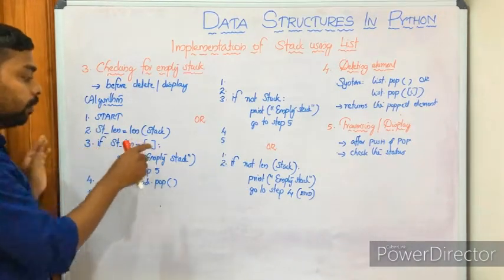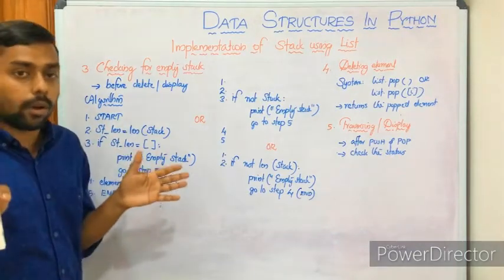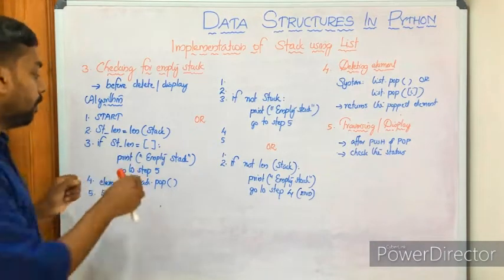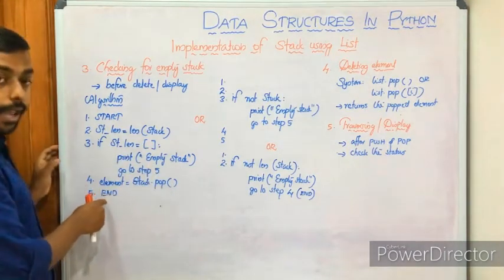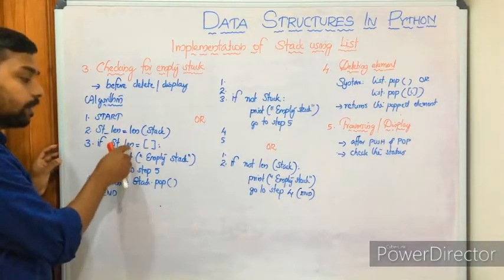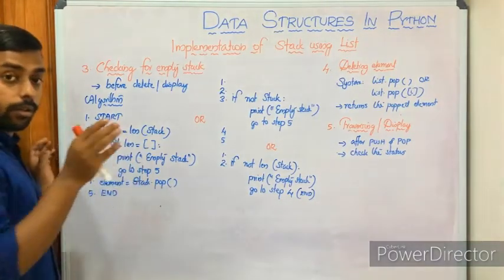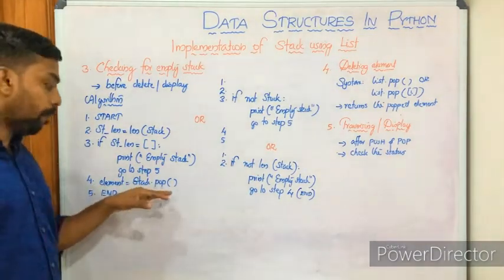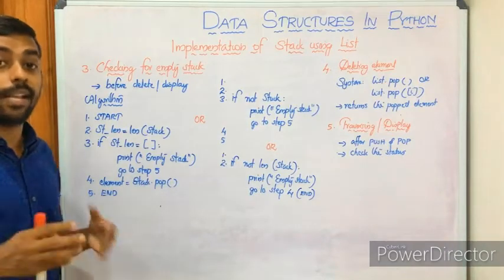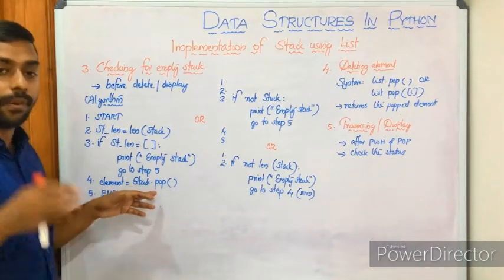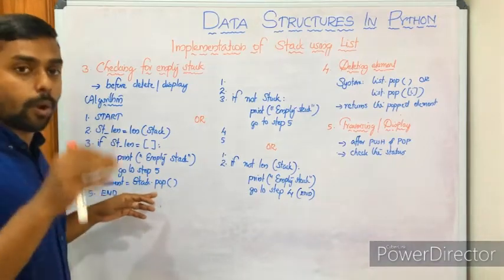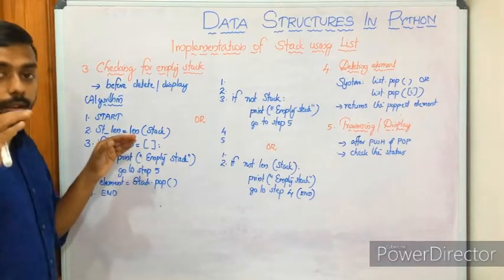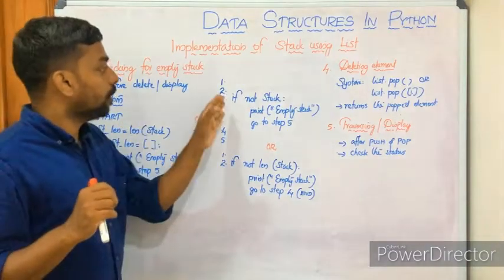Then if stlen equal to square brackets, simply we don't have any element, right? It is empty. Print empty stack. Go to step 5, which is end. Otherwise, if stlen is not empty, what happens? Element equal to stack dot pop. We know pop is a function used to pop or delete an element from a stack. It's an inbuilt function for performing the deletion or pop operation. End. So here is the first algorithm, and we have another alternative.